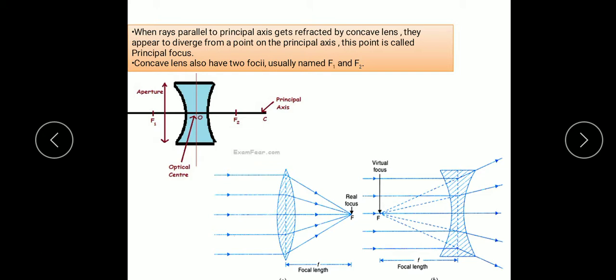And now, what is focal length in the case of concave and convex lenses? In the case of mirrors, we defined the focal length as the distance between the pole and the principal focus. But in the case of lenses, it is the distance between the optic center and the principal focus. So the distance between the optic center and the principal focus is called the focal length in the case of lenses. In the next slide, we'll study image formation by spherical lenses.